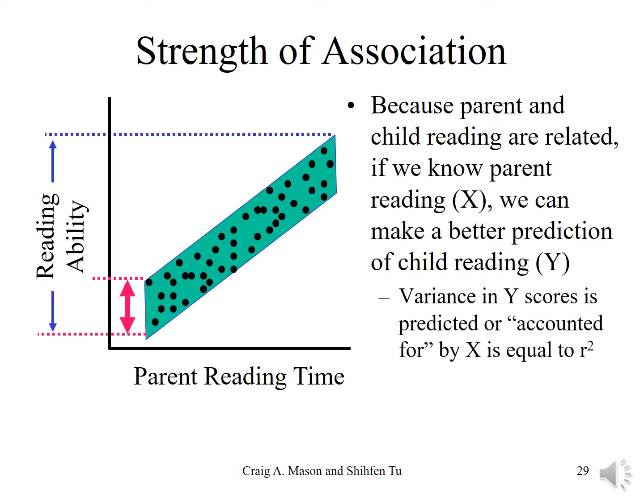R-squared is a way of quantifying this effect by telling us the proportion of variance in reading ability that's related to or accounted for by parent reading time. In this case, the proportion of variance we could account for was 0.36, or 36% of the variance in child reading ability. We can also estimate the proportion of the variance in reading ability that is not accounted for or is unrelated to parent reading time. This is just 1 minus r squared, or in this case, 1 minus 0.36 or 0.64. In other words, 64% of the variance in reading ability is still unaccounted for.